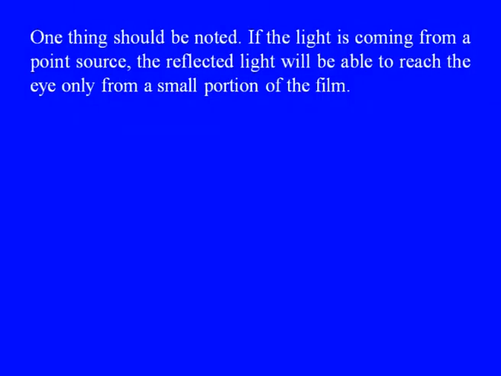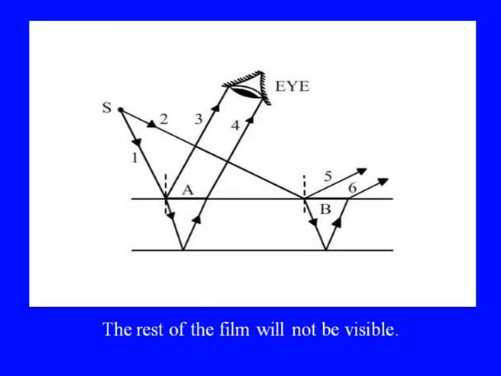One thing should be noted: if the light is coming from a point source, the reflected light will be able to reach the eye only from a small portion of the film. Let us see that. This figure shows this. S is a point source. Let us consider the ray 1, top reflected, giving you the ray 3, and bottom reflected, giving you the ray 4, and suppose they reach the eye. So, the eye will be able to see only this portion of the film, the portion A.